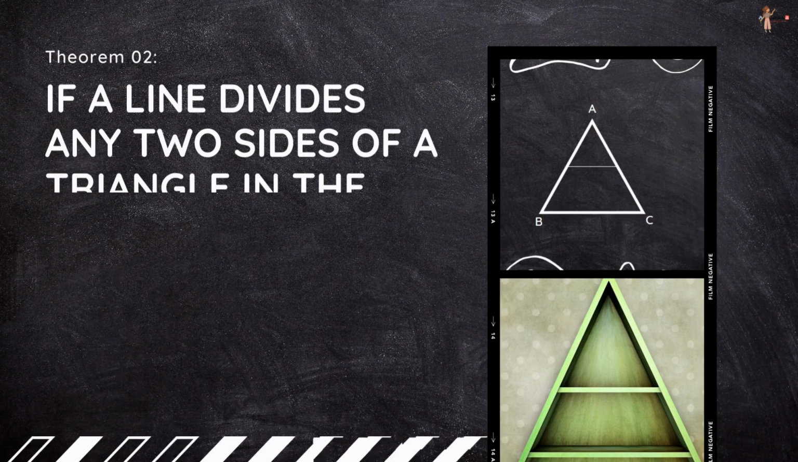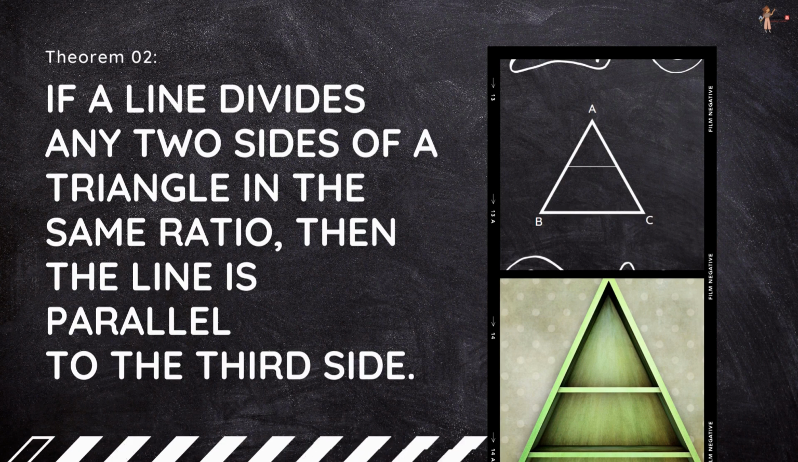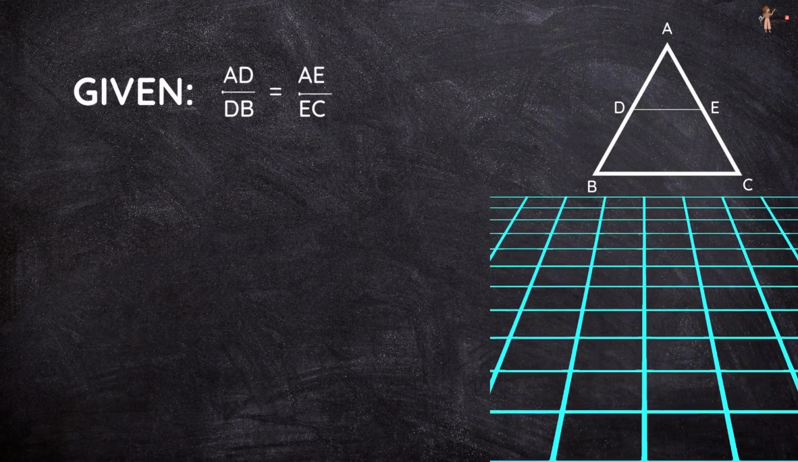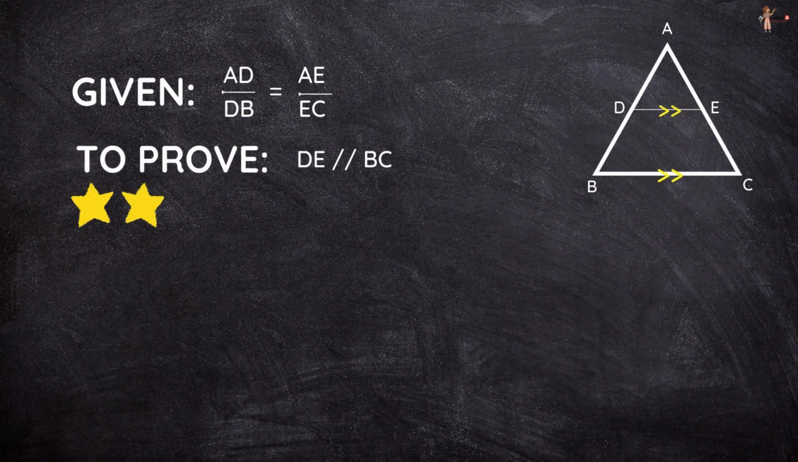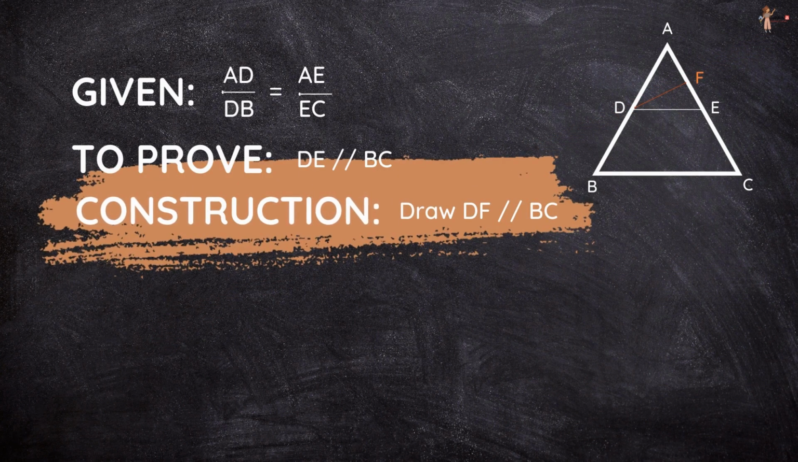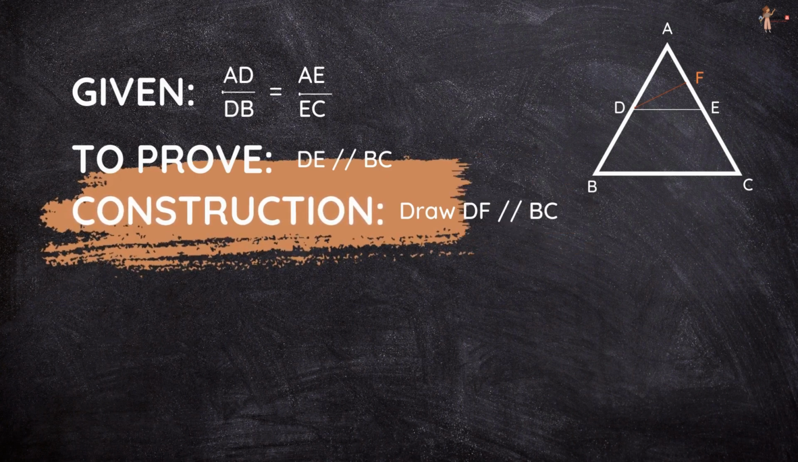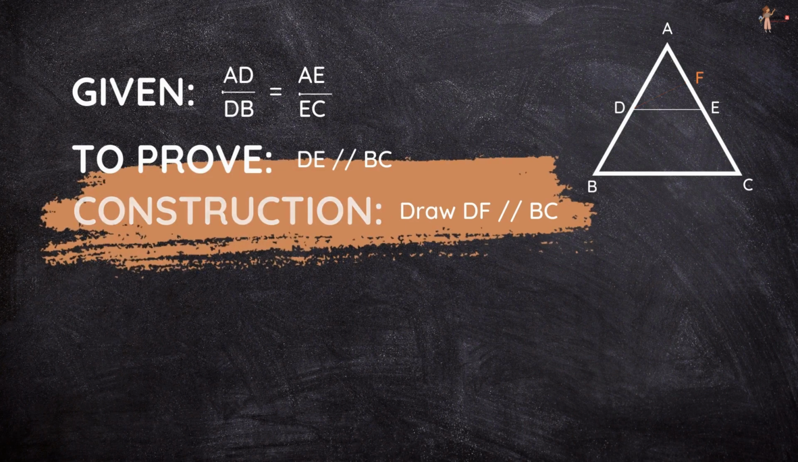It states that if a line divides any two sides of a triangle in the same ratio, then the line is parallel to the third side. Now we are given that this line divides two sides in the same ratio, and we have to prove that this line is parallel to the third side. Let's draw a line DF which is parallel to BC, assuming that DE is not parallel to BC.